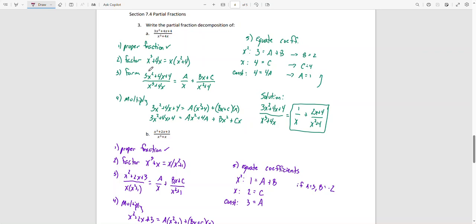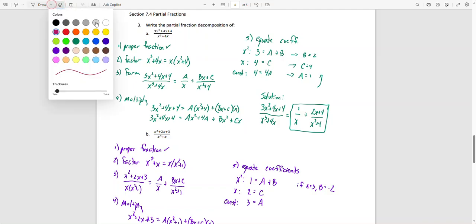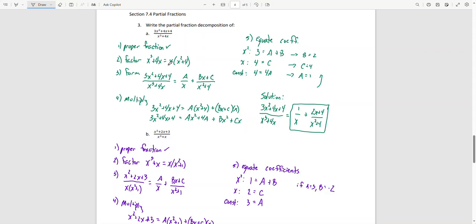So in our form, 3x squared plus 4x plus 4 over x cubed plus 4x, we'll have a linear term with the x. We'll have a linear term with x, and we'll have a quadratic term with x squared plus 4. Notice linear is power of 1. I can only have a constant above it. But when this is quadratic, a power of 2, I could have a linear term. So we'll use bx plus c. B could be 0, c might end up being 0, but both of them won't end up being 0.